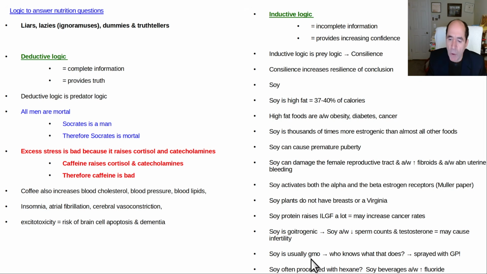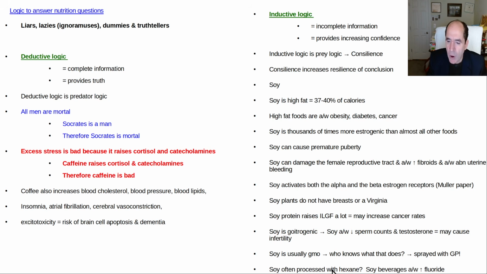It's usually GMO. Who the heck knows what the GMO effect is on the person's health? Probably bad. I'm sure nothing good will come from that. It's sprayed typically with glyphosate. That is harmful to human health in at least 20 different ways. Stephanie Seneff has given tons of lectures on that, and written an entire book on that subject called Toxic Legacy.